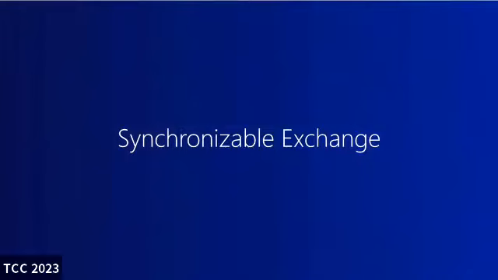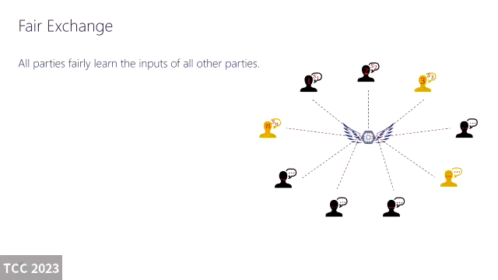So we will now look at a new primitive, which we call synchronizable exchange, or SYX. Looking ahead, this will serve as the simple hybrid functionality that enables fair MPC for T less than n. So before going into that, let's look at a related primitive, which we call fair exchange. The primitive is simple. Basically, it allows all parties to fairly learn the inputs of all other parties.